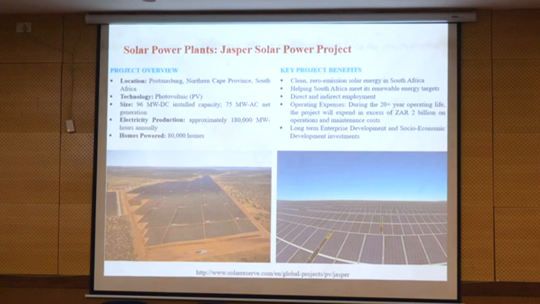But again, there are lots of projects all over the world that use this potential to provide electricity from PV. One of them is in South Africa. You can see that it can provide 96 megawatt and support 80,000 homes. Does anybody know what kind of DG system this power plant is?